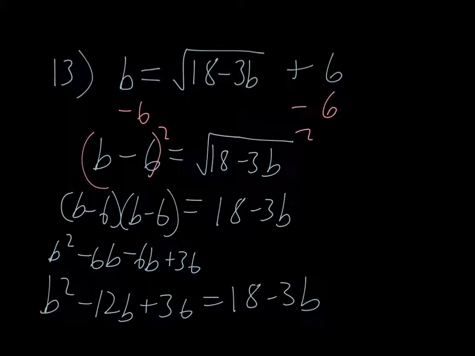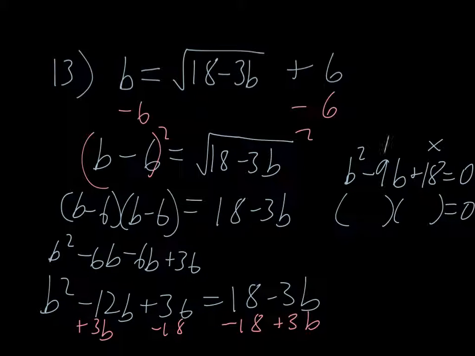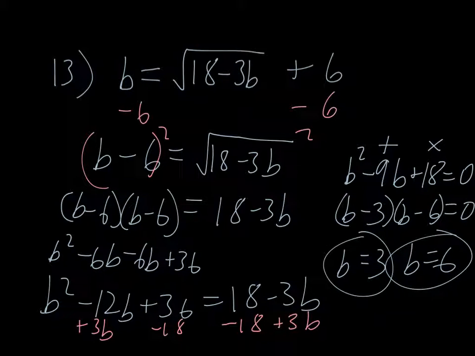So I'm going to now get this equal to 0 by minusing an 18 on both sides. I'm going to also add a 3b on both sides, and that's going to give me b squared minus 9b plus 18 equals 0. This now factors. The two numbers that multiply to make 18 that add up to negative 9 are negative 3 and negative 6, which gives me b equals 3 and b equals 6, and those are both okay answers. We're done with that problem.